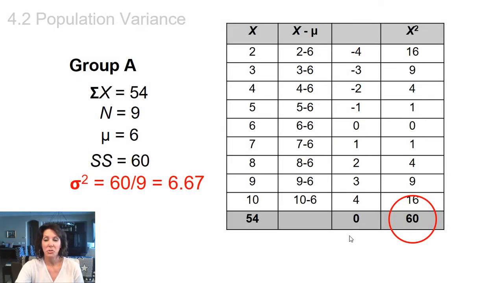So if I were to do just that, take the total sums of squares, divide it by the n of the deviations, how many deviations there are, we end up with an average squared deviation of 6.67.